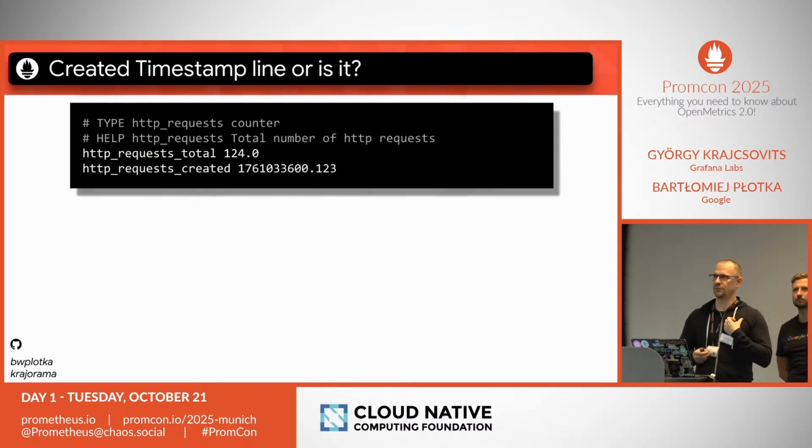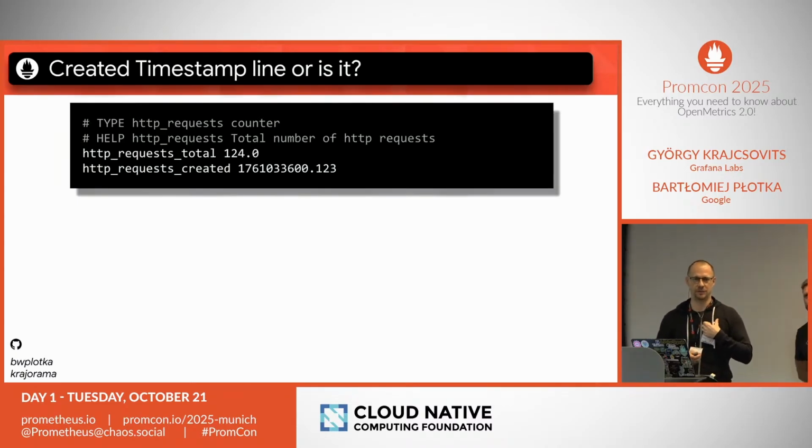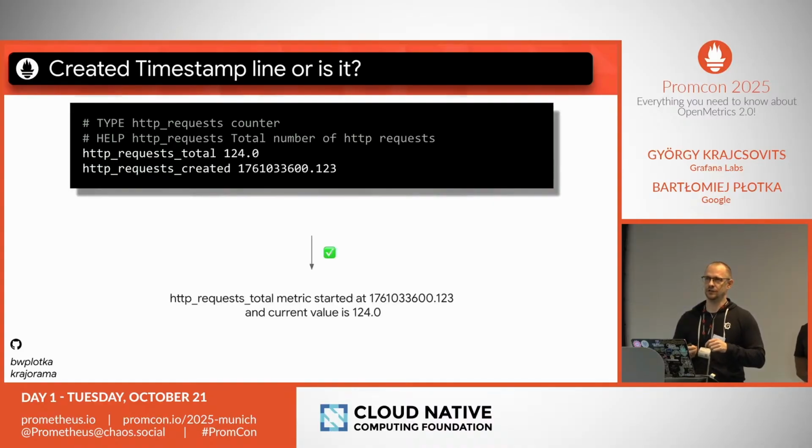Now let's talk about something else. Let's talk about reliability and statelessness and the created timestamp in particular. So as we heard before, in OpenMetrics 1, you need to interpret this text in a way where you recognize that the created timestamp belongs to that counter. And in effect, this text means that there's a metric called HTTP request total, that started at 10 o'clock today, which is that timestamp, and then the current value is 124.